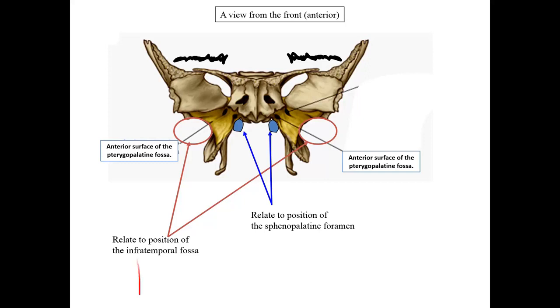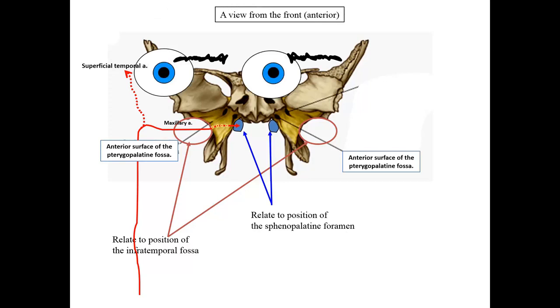Let's put the external carotid artery in for perspective to show you where it terminates in the superficial temporal artery and maxillary artery, passing through the infratemporal fossa. This artery passes through the pterygomaxillary fissure to reach the pterygopalatine fossa.